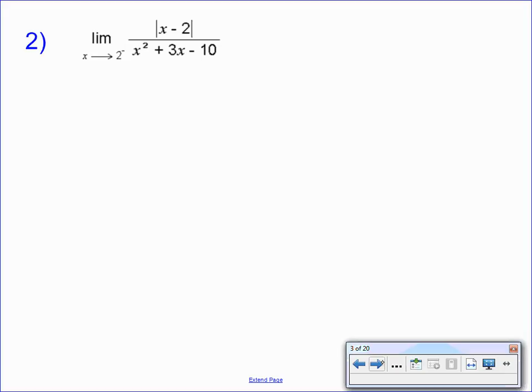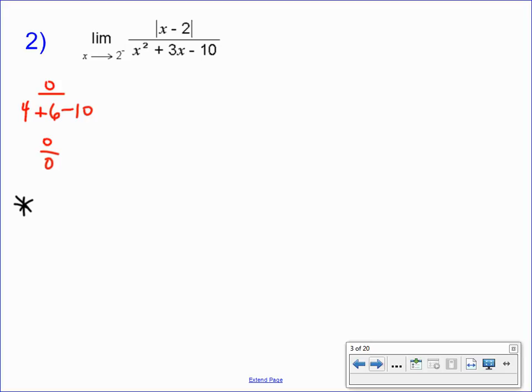Great. Let's take a look at the second one. Initial substitution for this one results in 0 over 4 plus 6 minus 10. I get 0 over 0. So we've got an indeterminate form. We can't tell what the value of this limit is or isn't simply by looking at the expression, so we've got some work to do.